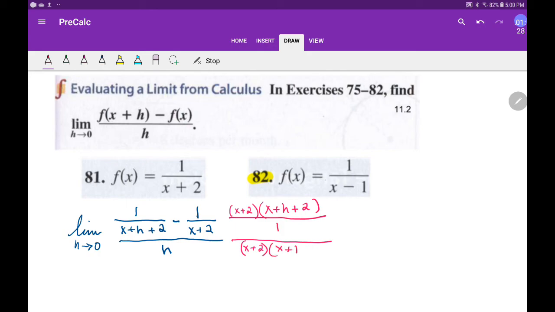Do I really need the 1? I don't think I need the 1. It's over 1. And so here we go. On the first fraction, the second part cancels, and I'm left with x plus 2. On the second part, and I better use brackets because there's a negative sign out there, the x plus 2 cancels, and I'm left with x plus h plus 2. And it's all over h times this stuff. Nothing cancels.